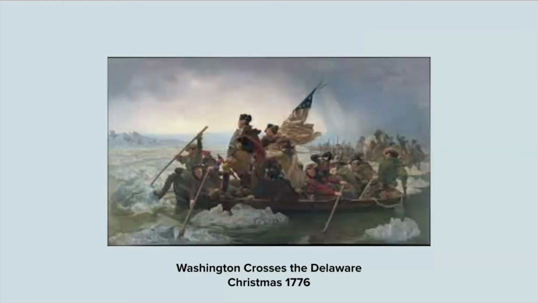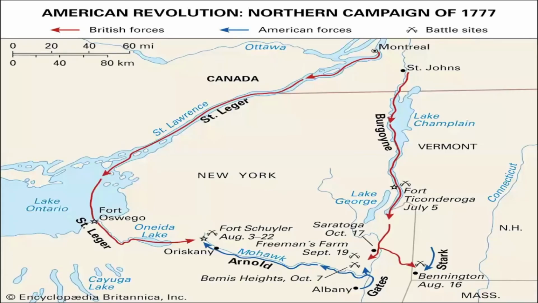This was therefore an important morale victory for the American colonists, which was followed up by probably the most important tactical victory of the Revolution, the Battle of Saratoga. There's actually two battles of Saratoga, Bemis Heights and Freeman's Farm, both in early fall 1777.